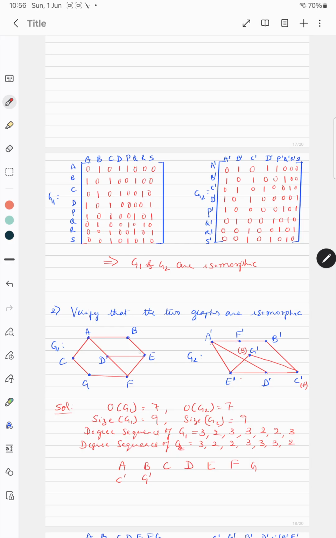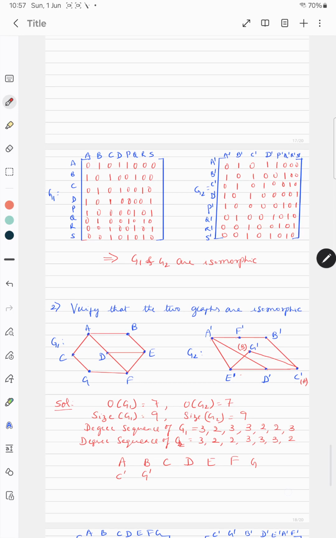Next, E. E is adjacent to B. So I should find a vertex of degree 3 which is adjacent to G dash in the graph G2. E is adjacent to vertices of degree 2, degree 3, degree 3. So I should find a vertex of degree 3 which is adjacent to G dash and 2 vertices of degree 3. So can I map E to E dash? Yes. Because E is adjacent to B, and E dash is adjacent to G dash, which is having a one-to-one correspondence with B. So I can map E to E dash.